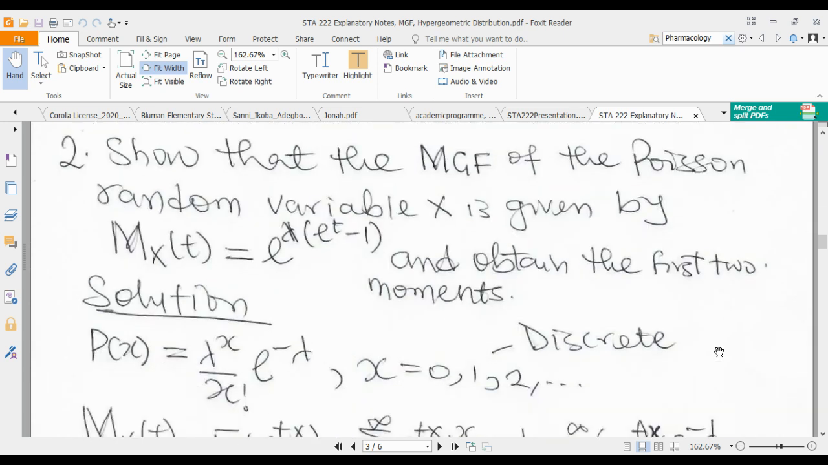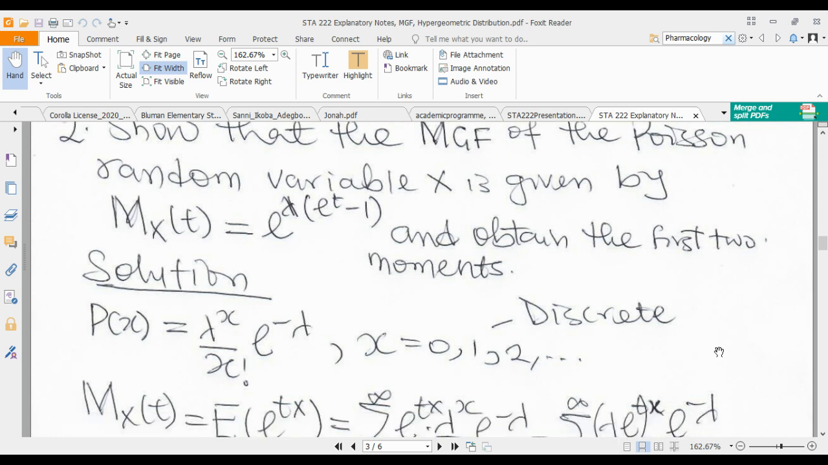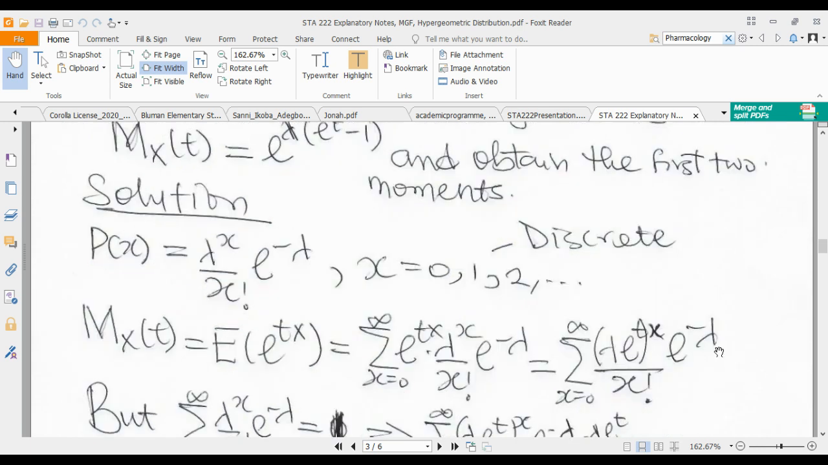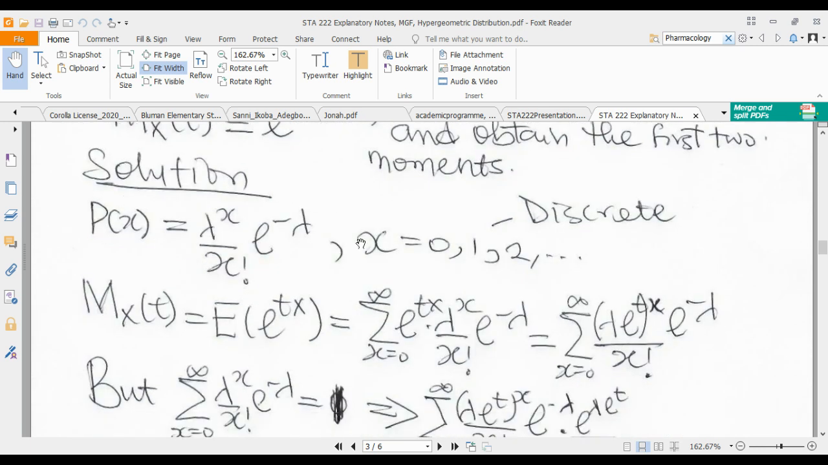Now, the next example is to show that the MGF of a Poisson random variable is given by M(t) equal to e to the power lambda(e^t - 1), and obtain the first two moments of the distribution. As well, we have to state the PMF of the distribution first. Take notice that it is a discrete distribution, and from first principles the MGF is given by the expected value of e^(tX).